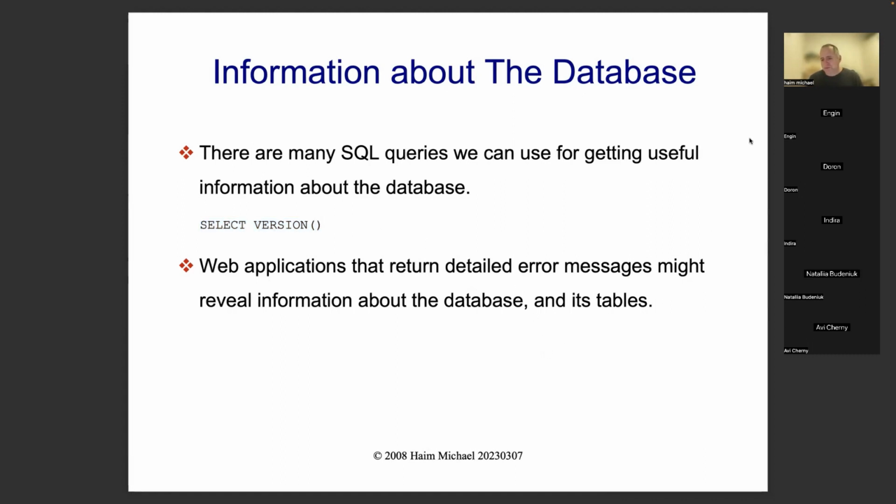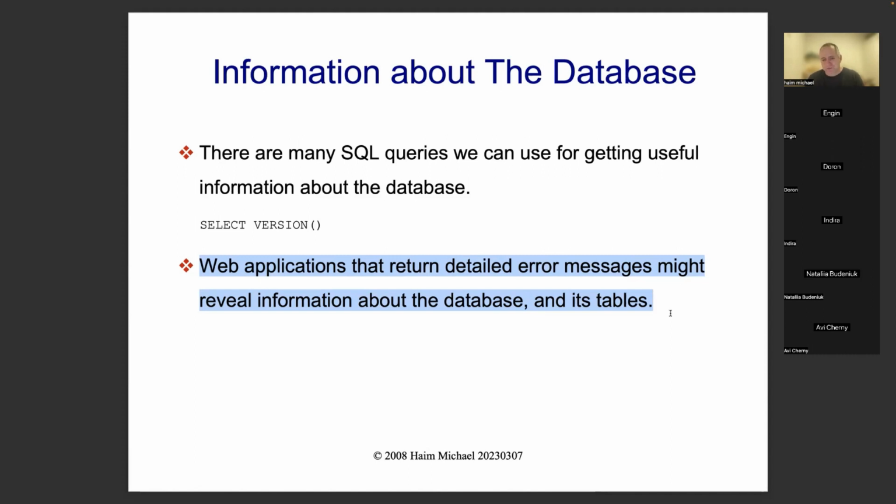Another thing to be aware of is web applications that return a message that includes error messages, detailed error logs. In some cases, these detailed error logs include information about the database and about the tables. And as for the hacker, it just needs to cause some error to take place and then go over the error message, and from that error message learn about the database, the tables, and get more information that it can use for hacking later.